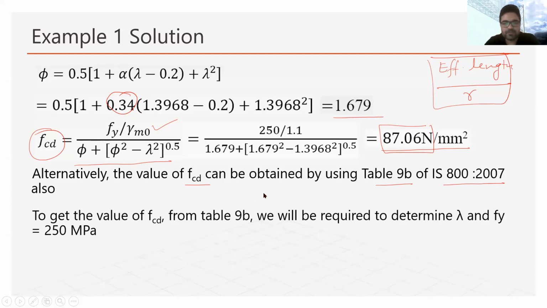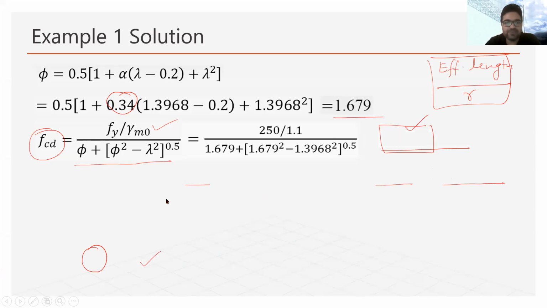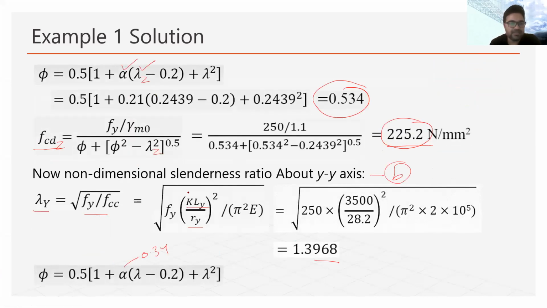So here, the lambda y value, because we are calculating this value again, so lambda y value will be KLy by Ry. Please don't be confused by this lambda value with the previous value that I have shown in the previous slide, like this one. This value is for the non-dimensional slenderness ratio, and the formula for this is Fy by Fc whole under root.